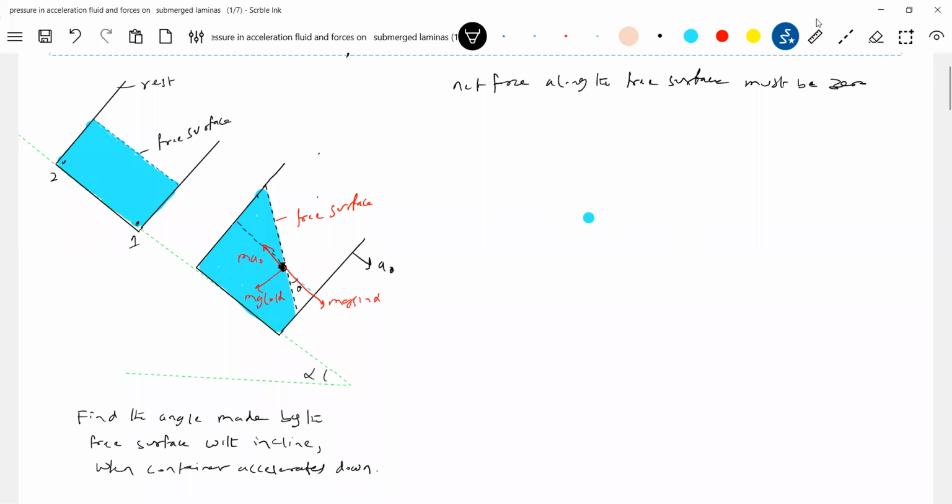Who is drawing this diagram? The person on the container, because I took pseudo force here, no? m a naught, and this is the angle theta. So along the free surface: m a naught cos theta minus mg sin alpha cos theta, then the other component, mg cos alpha, we should resolve, no? Minus mg cos alpha sin theta equal to 0.